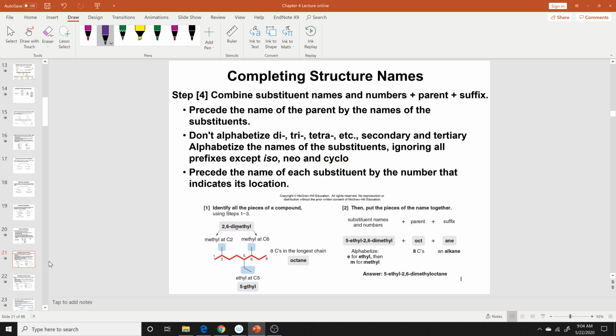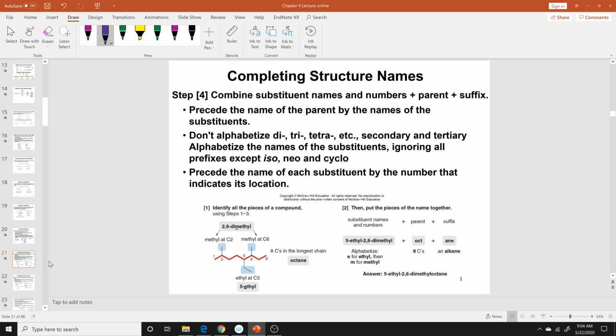The E comes first, so it needs to come first in the naming. So that is going to be on carbon number 5, I have an ethyl. Between the number and the letter, normally there is a dash. Between the two numbers, there's a comma. So you start with 5-ethyl.